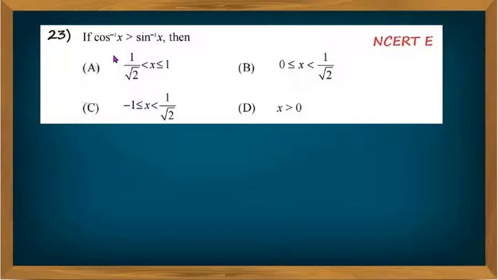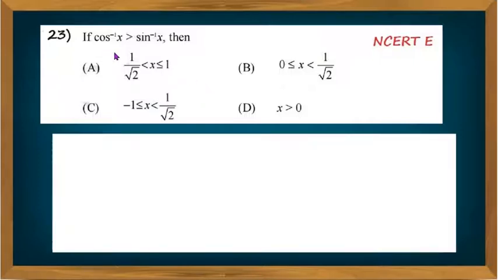And first, let us draw the graph of the function cos inverse of x. Graph of cos inverse x is like this. Cos inverse of 0 is equal to pi by 2. Cos inverse of 1 is 0. Cos inverse of minus 1 is pi. And if you plot all the points, the graph will be like this.